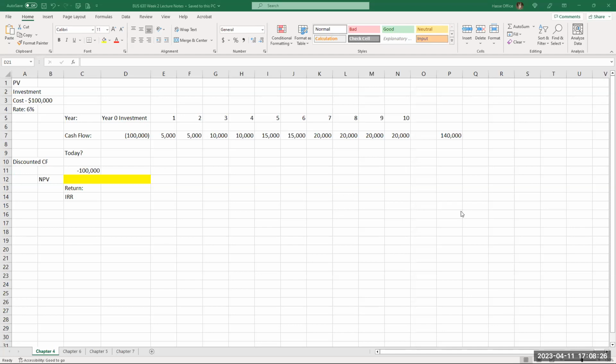Here's a spreadsheet that highlights some of the time value of money concepts that we'll be doing in this 8-week class. For example, let's say we make an investment in an asset of $100,000. So we invest and purchase an asset for $100,000. We estimate that the cash flow, in other words the revenue minus expenses, the net cash flow generated off that investment over its depreciable life, which is 10 years, is $140,000.